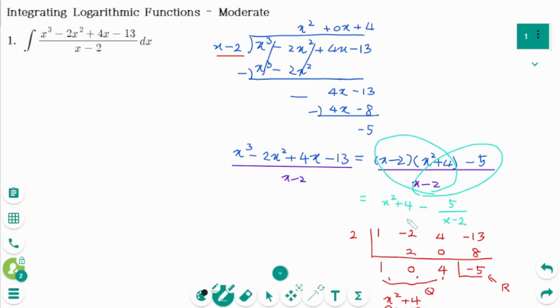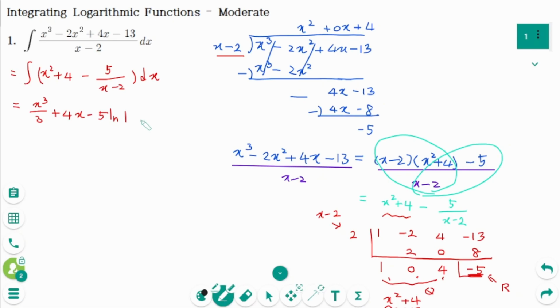So the quotient is x squared plus 4, minus 5 is the remainder here, over x minus 2, which is the divisor. Then back to the original, we can rewrite as the integral of x squared plus 4 minus 5 over x minus 2 dx, equals, using the power rule for integration, x cubed over 3 plus 4x minus 5 ln absolute value of x minus 2 plus c. This is the final answer.